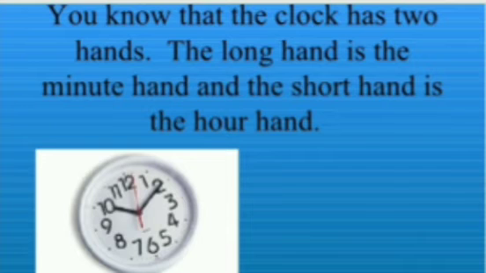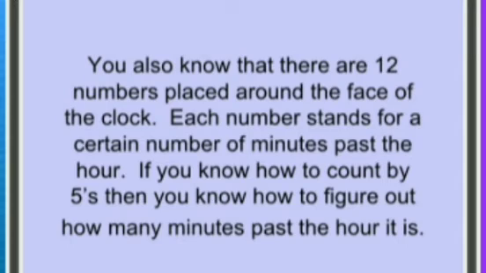You know that the clock has two hands. The long hand is the minute hand and the short hand is the hour hand. And the face of the clock is called the dial. You know that there are 12 numbers starting from 1 up to 12 placed around the face of the clock.